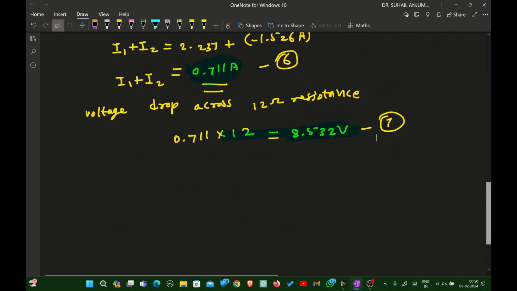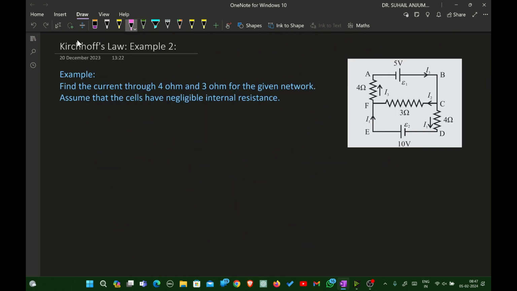I hope that you understand this example. So here we have example number 2 of Kirchhoff's law. Find the current through the 4 ohm and 3 ohm resistances for the given network. Assume that the cells have negligible internal resistance.